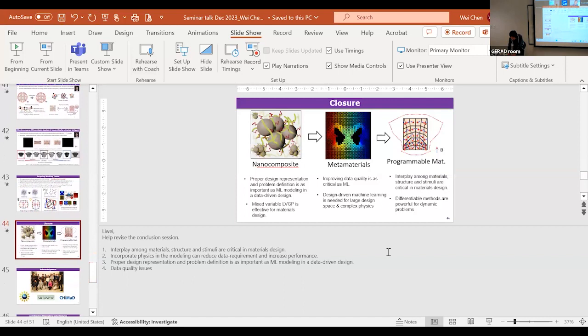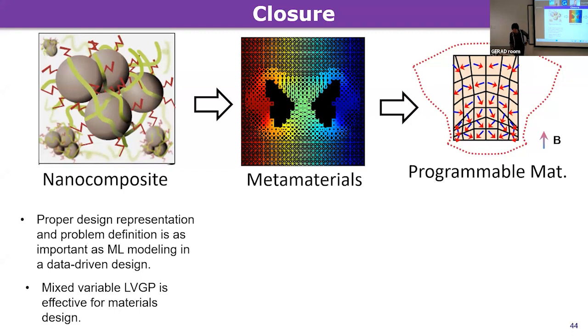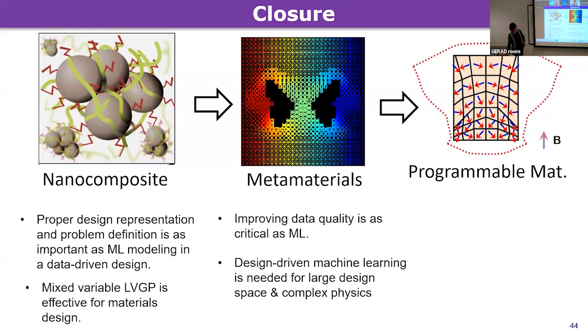And I will just go directly to the end of the talk, just to summarize. I showed one example of the nanocomposite where the design representation is very critical, where we really want to identify a small set of design variables to address the design system, which is stochastic. The mixed variable GP is used there. And in the metamaterial example, I showed that the data quality is very important, and we can use a multiscale strategy to address the heterogeneity.